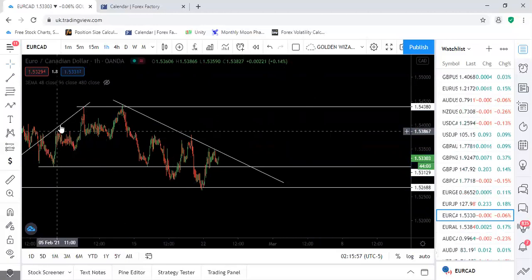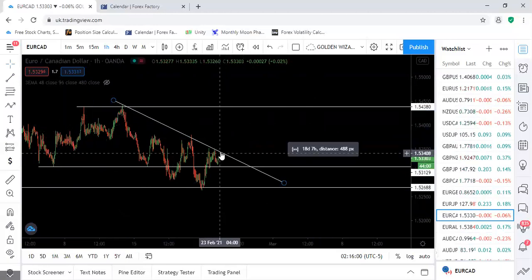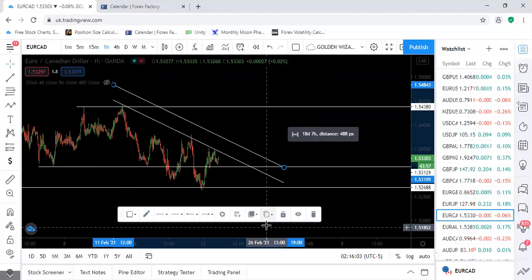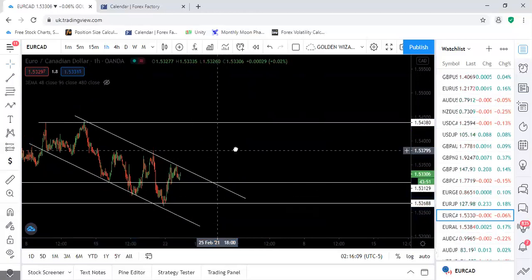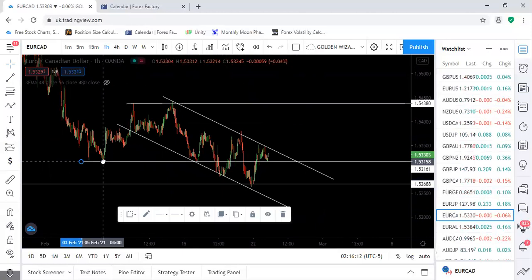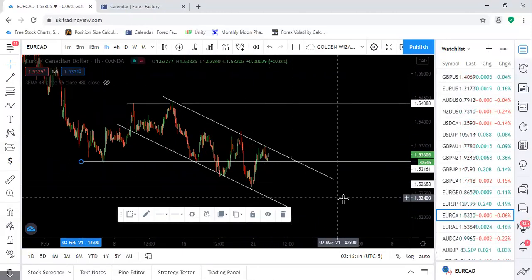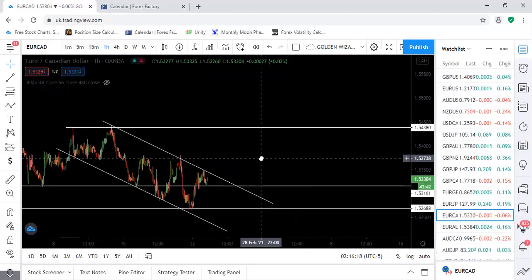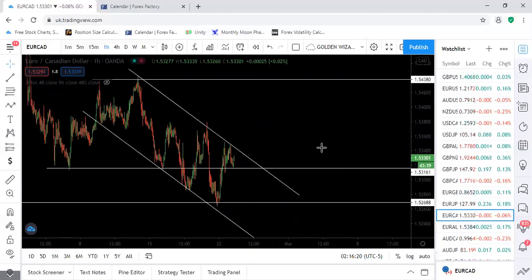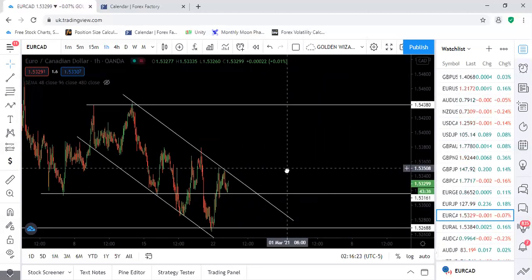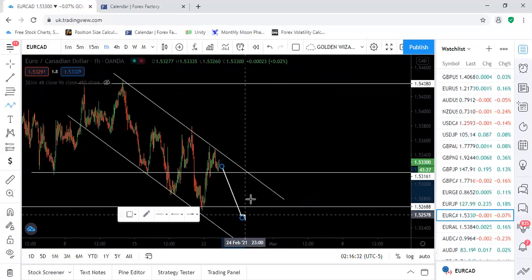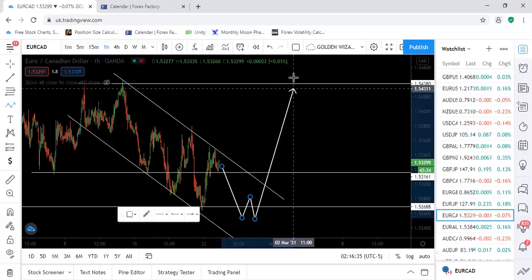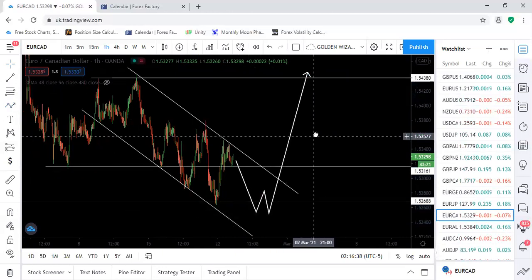So I see this as a downtrend channel, and I'm not convinced this has reversed. So for this week, I'd like to see another low and then a buy. Not sure that that's what's going to happen, but that's a possible setup I'd like to see.